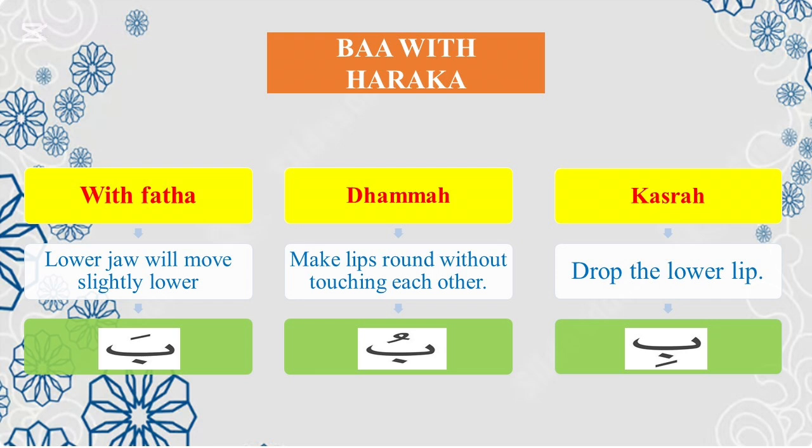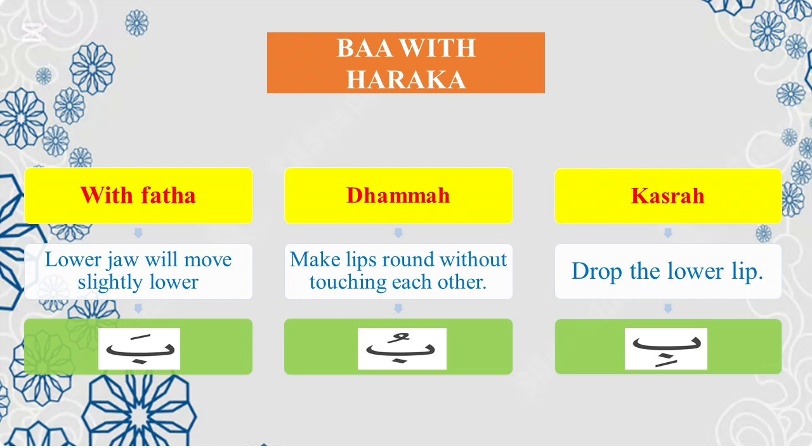And when there is a dhamma on the letter ba, the sound will be boo. In this case, the reader needs to make the lips or the mouth round first without them touching each other, and then say the word. For example, fatubu. Now the kasra sound of the letter ba will be bi. Here the reader needs to drop the lower lip for the perfect e sound. In a word, it will be like rabbihim.